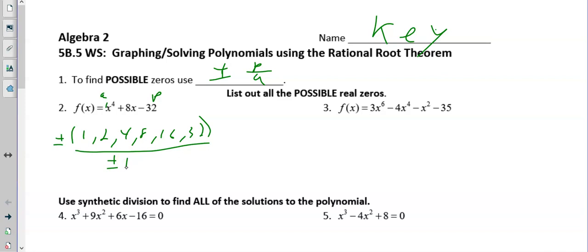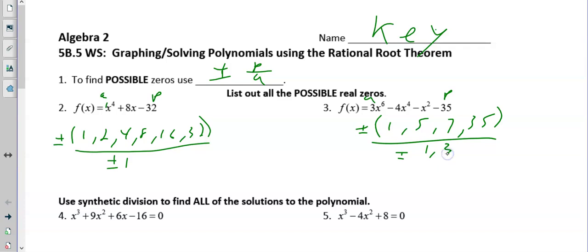Okay, so you don't have to write plus and minus on each of those numbers at the top. You can just write it once in front of the parentheses. Here's our P, here's our Q. So plus or minus 1, 5, 7, 35. Down at the bottom, plus or minus 1 and 3.